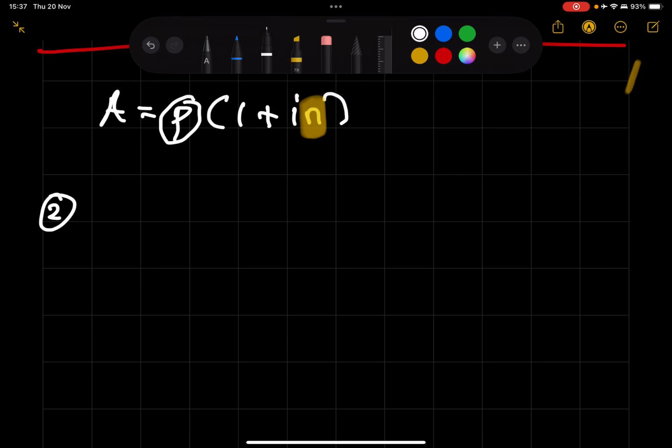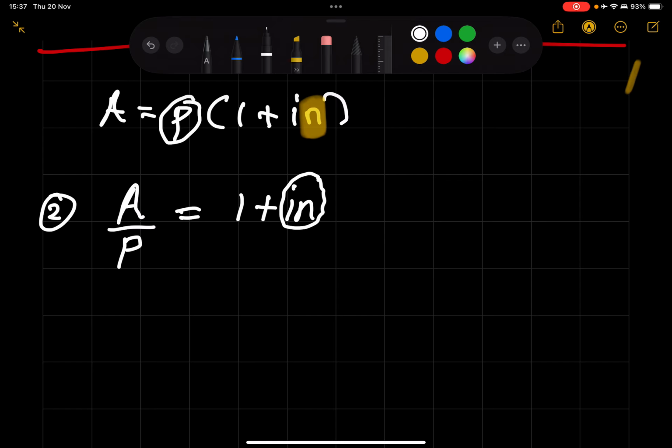So P is multiplying on the right, so on the left it must divide. So I'm going to have A divided by P is equals to 1 plus IN. Now our bracket is open. And you can see that I is attached to N. So I need to move the 1 first, and then I'll move the I after.